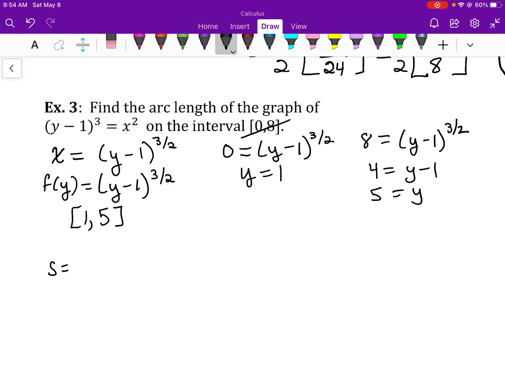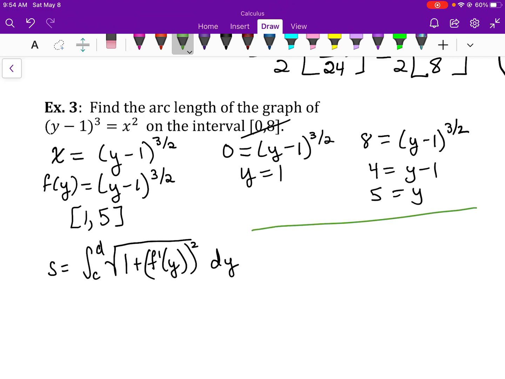Arc length will be the integration from c to d of the square root of 1 plus f prime of y squared dy. All right, going to start with the background work.